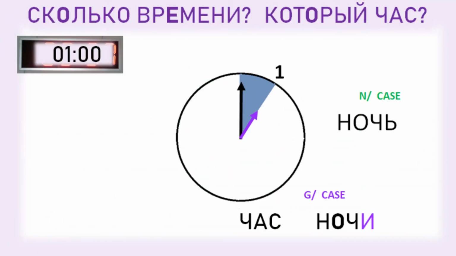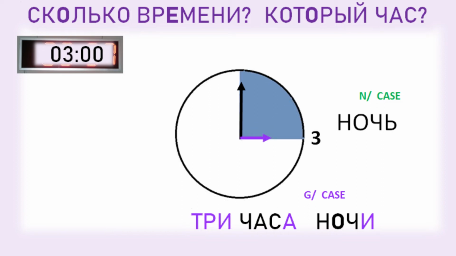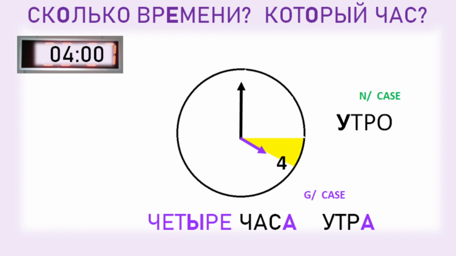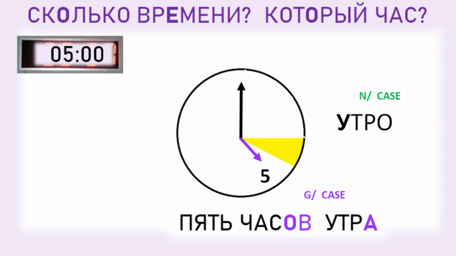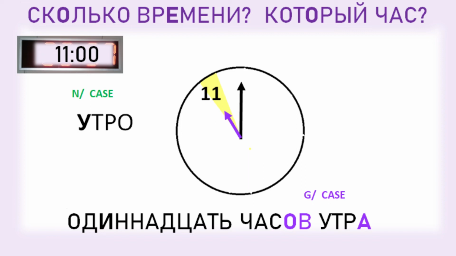Час ночи. 1 a.m. 2 часа ночи. 2 a.m. 3 часа ночи. 3 a.m. 4 часа утра. 4 a.m. 6 часов утра. 6 a.m. 11 часов утра. 11 a.m.